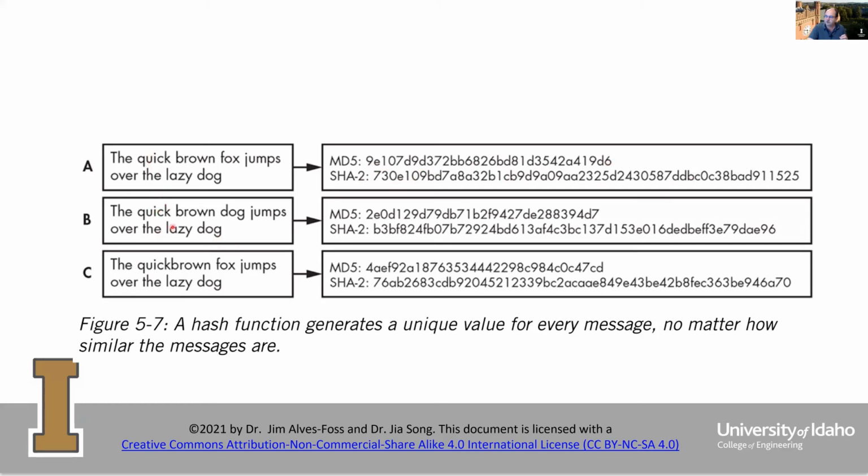Look at the difference between these two. I had a dog jumping over a dog instead of a fox jumping over a dog. So all I did is change those 3 letters, and the hashes are completely different. Here I just got rid of the space, and the hashes are completely different. They generate a unique value for every message, no matter how similar the messages are.